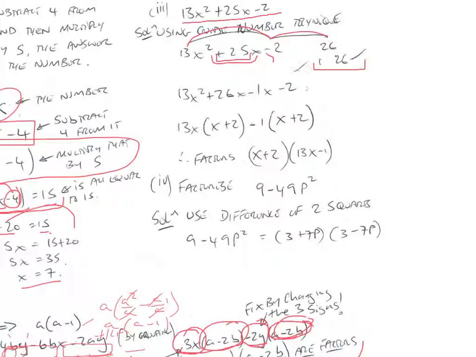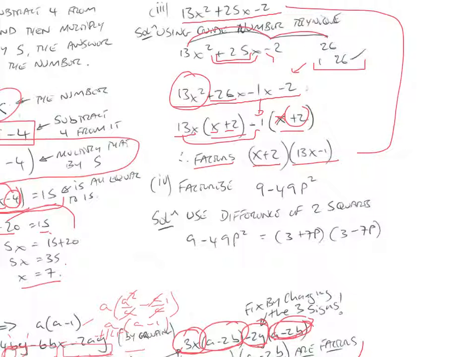So I rewrite this term as 13x squared plus 26x minus 1x minus 2. And I'll group those by taking out the 13x from this term here, and I'll get x, and I'll divide 26x by 13x, and I'll get plus 2. I'll take minus 1 out here, and minus 1x divided by x is x, and minus 2 divided by minus 1 is plus 2. So my standout factor is x plus 2, and my other factor is 13x minus 1. They are the factors of that quadratic.